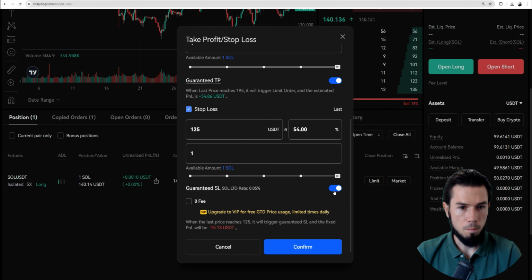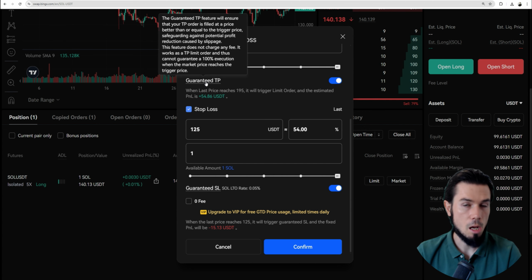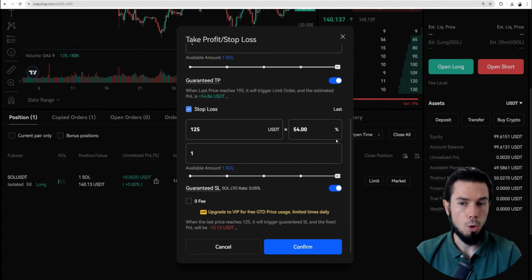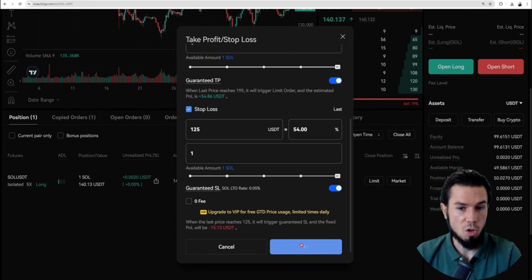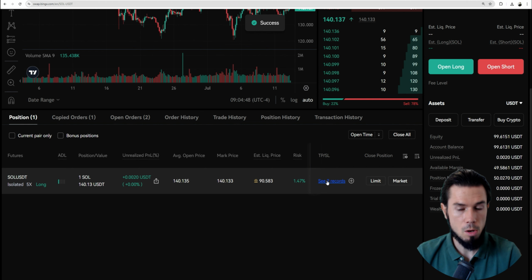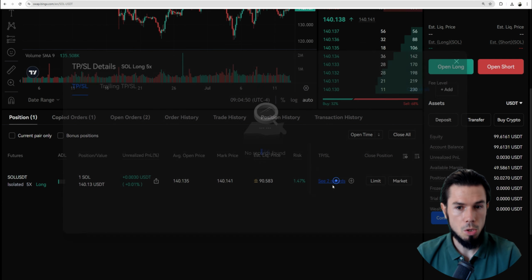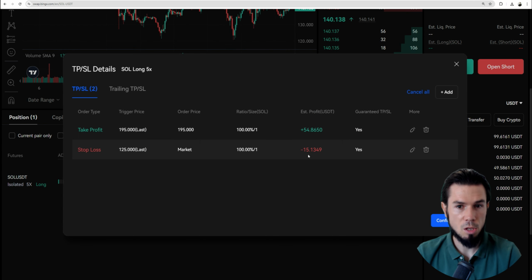Simply have your guaranteed stop loss, and you are good to go with that. So you're going to lose $15 every time for each type of order you are doing. It's mentioned what you are winning and what you are losing, then you just confirm. Once you confirm, you'll be able to see your 2 records, take profit and stop loss.